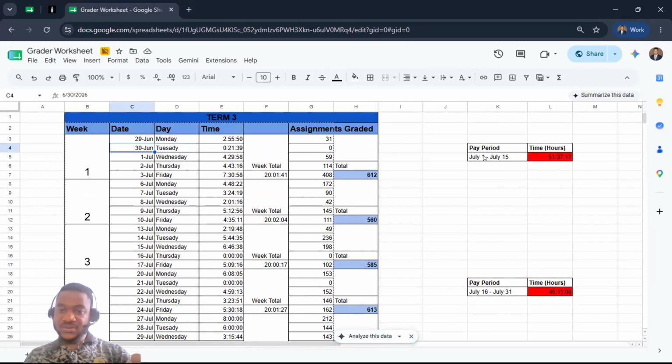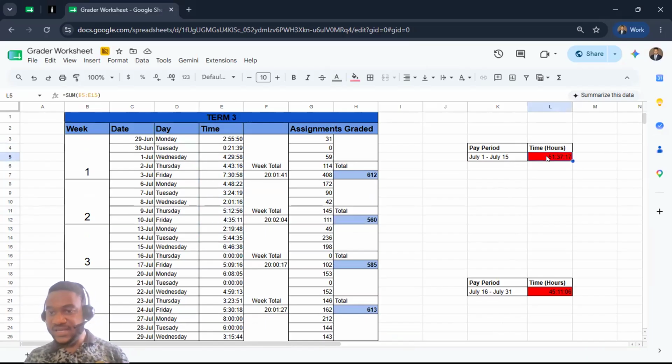So all I did was a summation of the time from the first day, which is the 1st of July, to July 15th. So I added up all of the time and it gives me this.